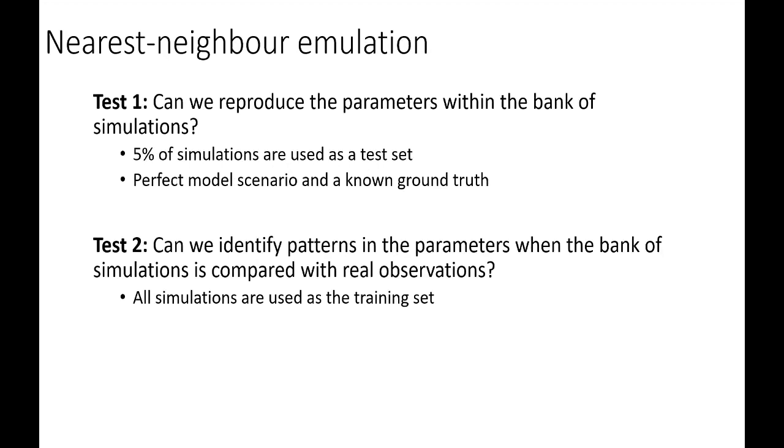So that's the method. We're going to run a couple of tests here to see if it works. The first test is very simple. I'm going to take 5% of those simulations and use those as my virtual observations. I've then used the remaining 95% to generate my bank of history of things that I've seen. And so I'm testing to see, if I take one of the simulations, can I use the rest of them to reconstruct those parameters?